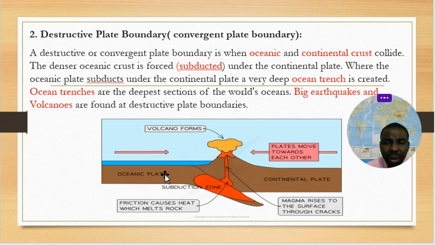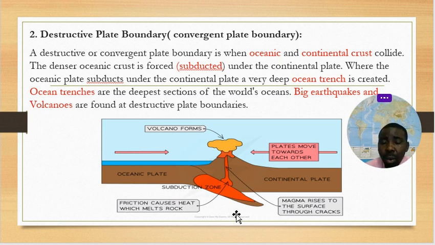plate. And don't forget, immediately you leave the crust, you are going to the mantle. So this oceanic sinks into the mantle, okay? And at the point where it sinks under the continental is what is known as subduction zone. And at this place, magma rises to the surface through the cracks and causes eruption. And at this point, eruption is always violent. And at this point, you should expect big earthquakes.